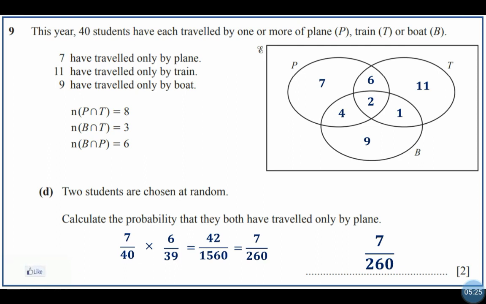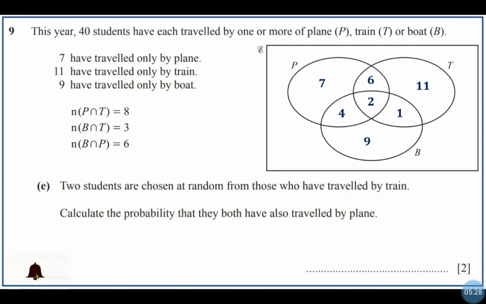Okay, let's move on to letter E. 2 students are chosen at random from those who have traveled by train. Traveled by plane. So 11, 6, 2, and 1. Traveled by plane. Okay, it didn't say traveled only by train. Now calculate the probability that they both have also traveled by plane. So 6 and 2 can also travel by plane.